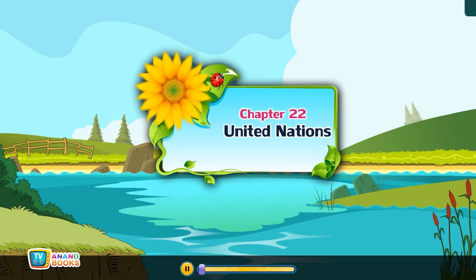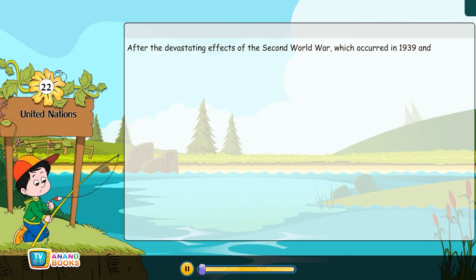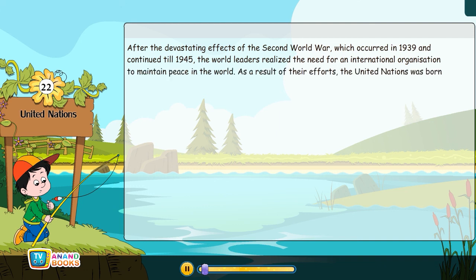Chapter 22, United Nations. After the devastating effects of the Second World War, which occurred in 1939 and continued till 1945, the world leaders realized the need for an international organization to maintain peace in the world. As a result of their efforts, the United Nations was born on 24th October 1945. Let us know about this organization in detail.